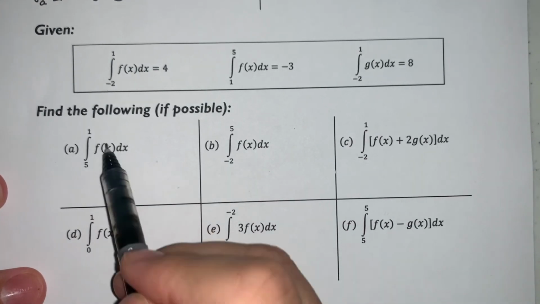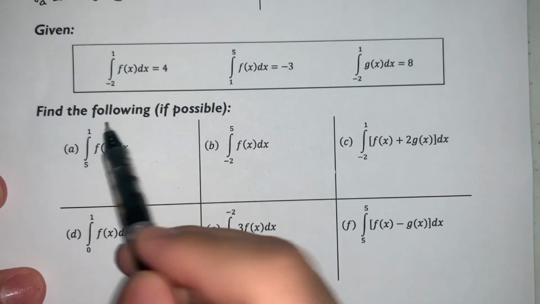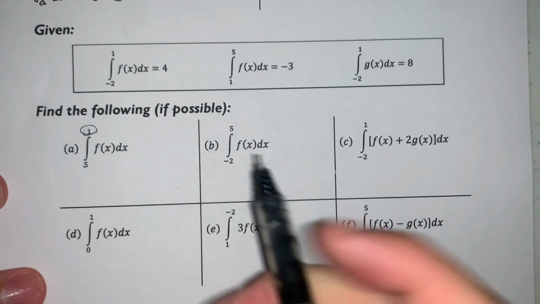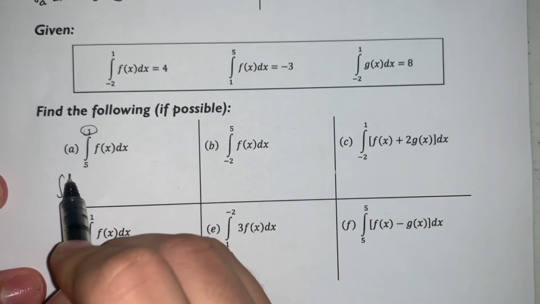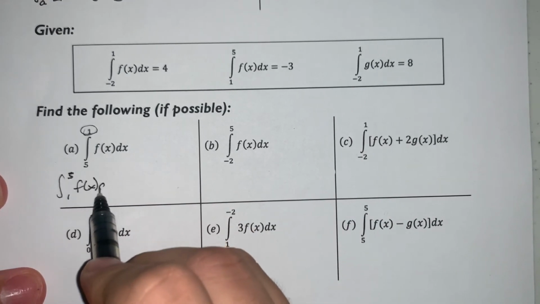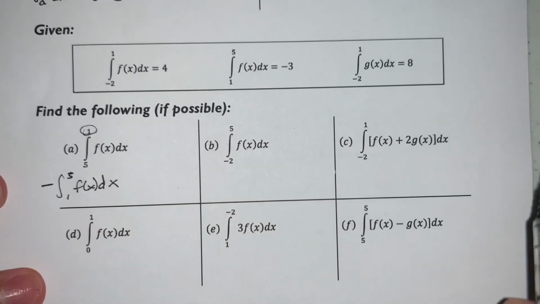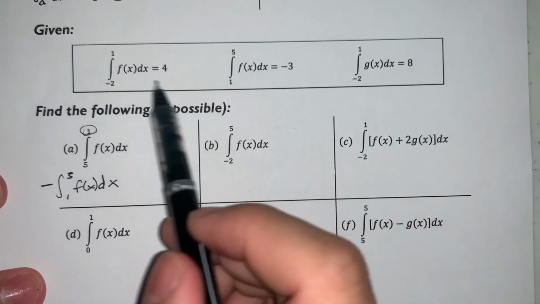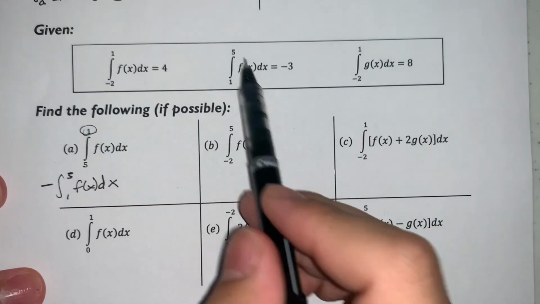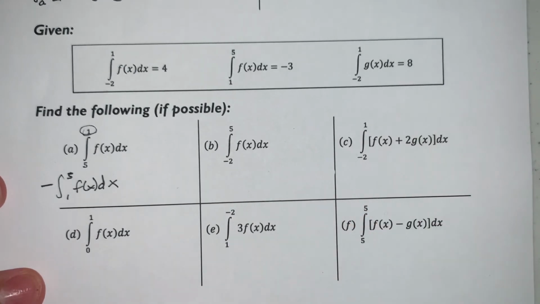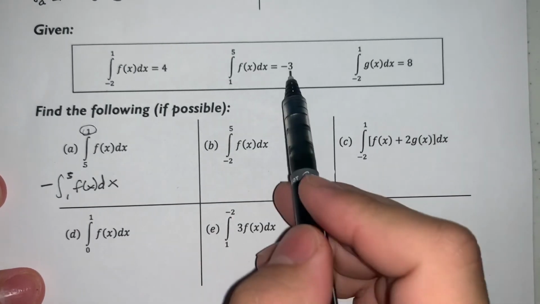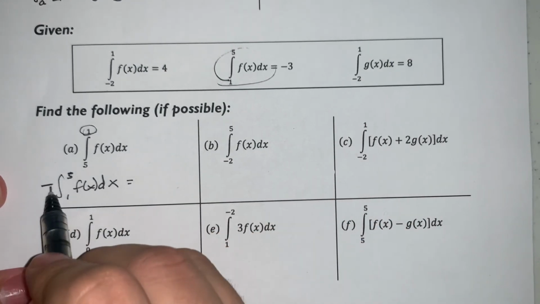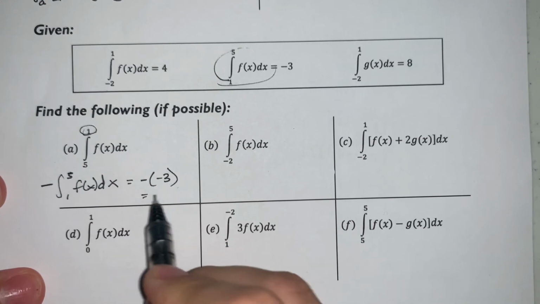So again, like I said, if they wanted you to find the integral from 5 to 1, first of all, that's silly. Usually you want your smaller number to be your lower bound, but that's fine. You can rewrite this as the integral from 1 to 5 of f of x dx, but you're going to take the negative version of that. All right, and seeing how we're only given these three integrals, or the answers to these three integrals: from negative 2 to 1 is 4, from 1 to 5 is negative 3, and from negative 2 to 1 of g of x is 8, right? Now we know that this integral, which is from 1 to 5, is negative 3, so this is equal to negative negative 3, which is positive 3.